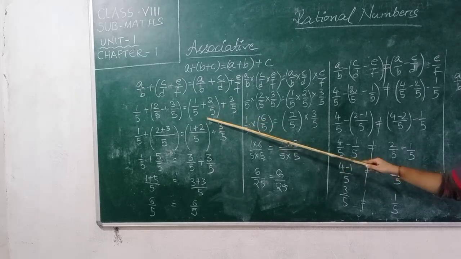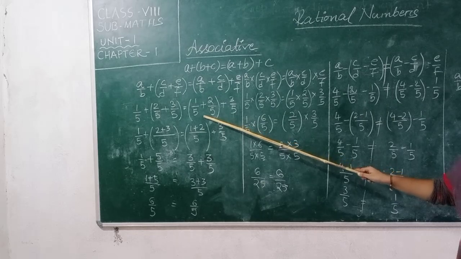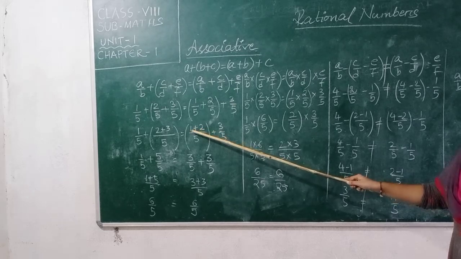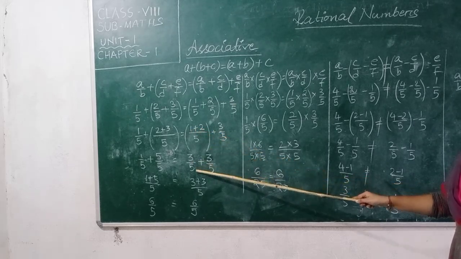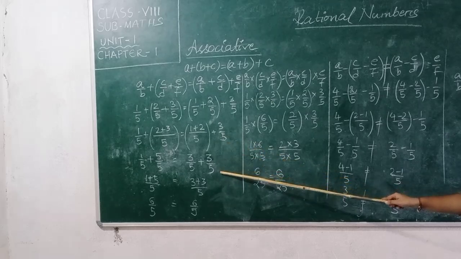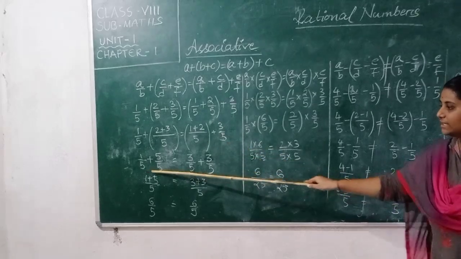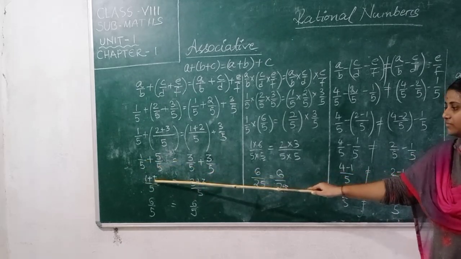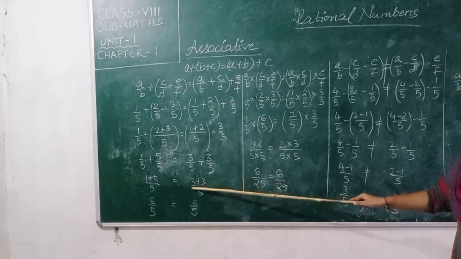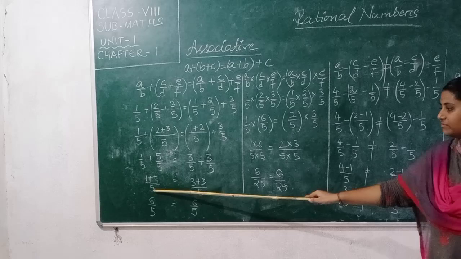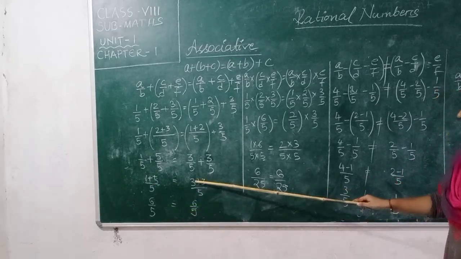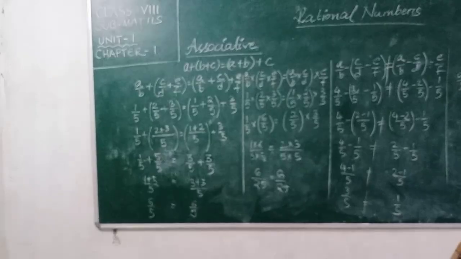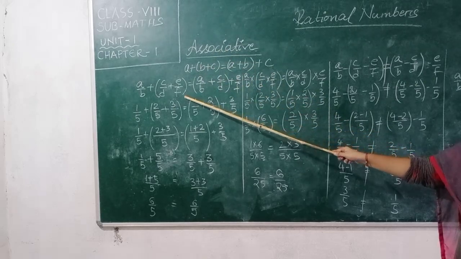So we know that first we should solve the numbers which are inside the bracket. When we solve it, the denominators are same, so numerators we can add directly: 1 plus 2 is again 3/5, plus the term which we left, 3/5. Here also the denominators are same, so we can add numerators directly. On the left, the numerator is 1 plus 5, and on the right, 3 plus 3, upon 5. 1 plus 5 is 6/5, equal to 3 plus 3, which is also 6/5. So we got both LHS and RHS equal. So associative property holds under addition.